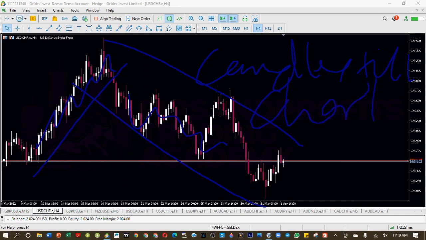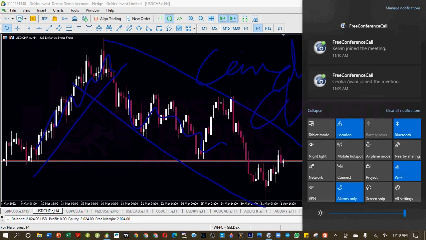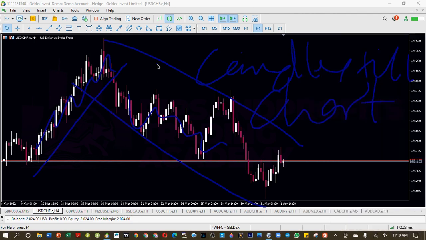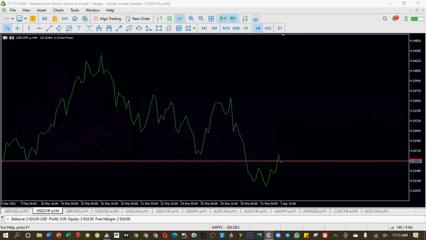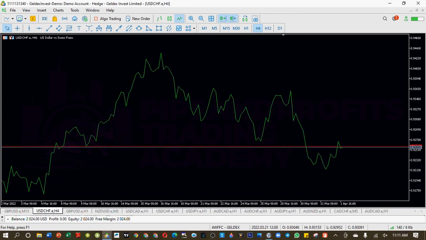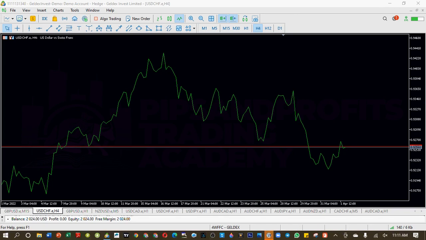Now let's look at how the line chart looks. The line chart looks like this. You can see that it is a line. The market is being represented by lines. So you can see it is a line that is moving. So this is a line chart.